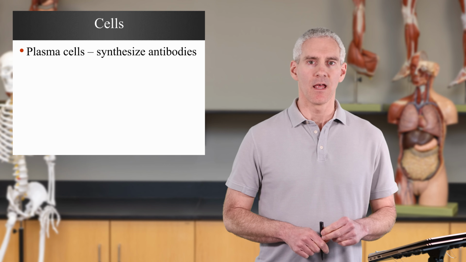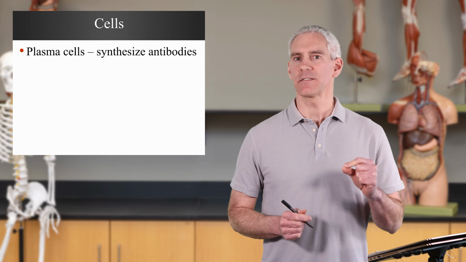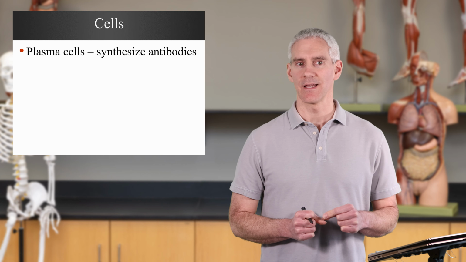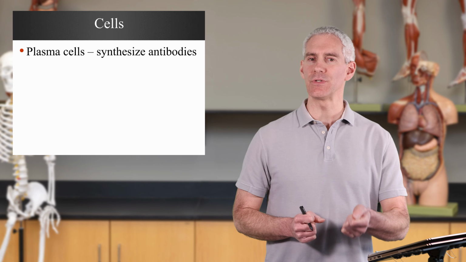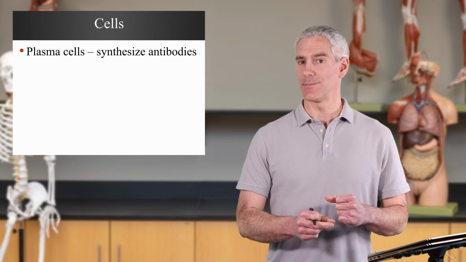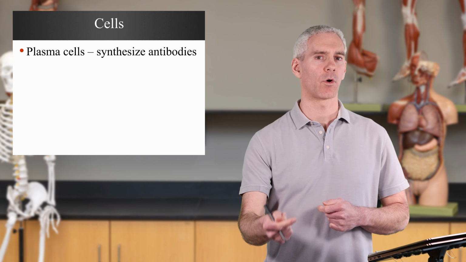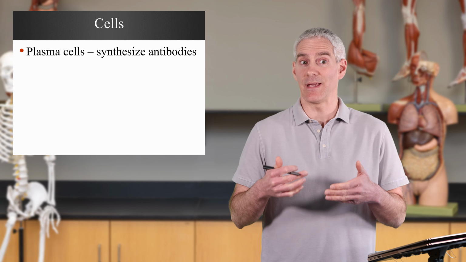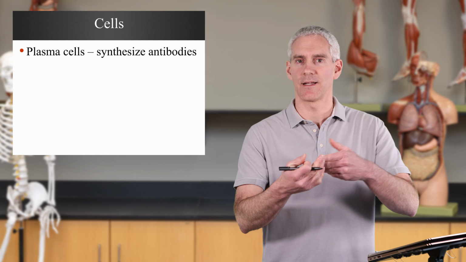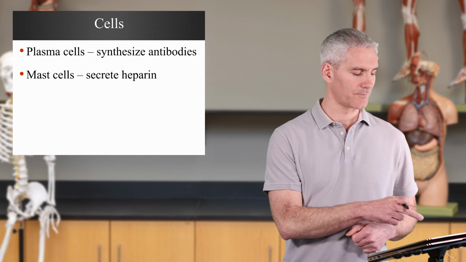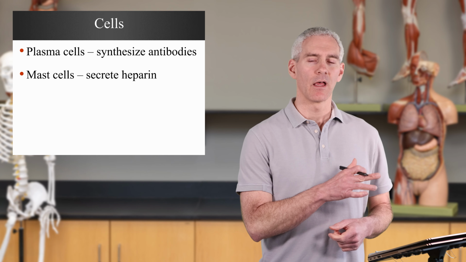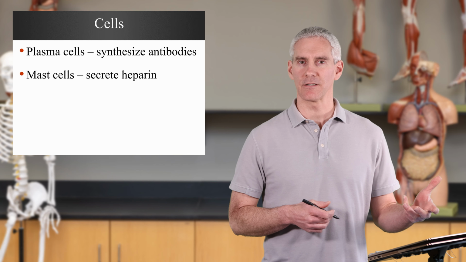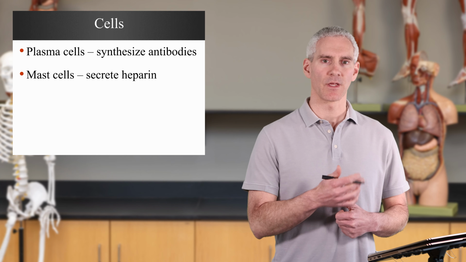Plasma cells. Now, plasma cells are a specialized form of one particular white blood cell. The reason they're important, these plasma cells produce antibodies. Antibodies can detect foreign particles. Your entire immune response when you get sick is based on antibodies being made to recognize the foreign particles. Mast cells. Mast cells are secreting heparin. So we're secreting heparin here to kind of make sure things aren't clotting up.